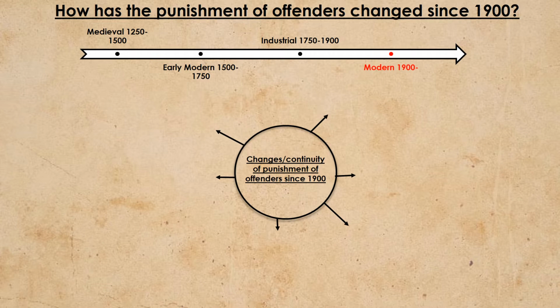This is our final episode for Crime and Punishment as we're looking at our final theme in the final time period, which is what changes and continuity there was in the punishment of offenders since 1900 to present day.